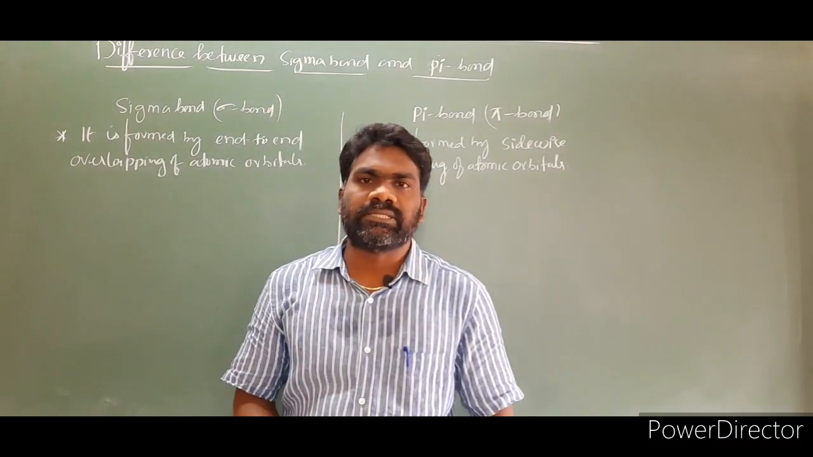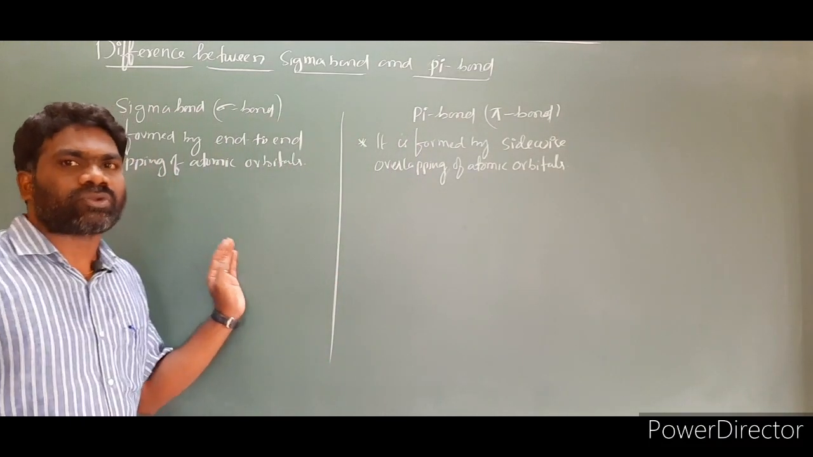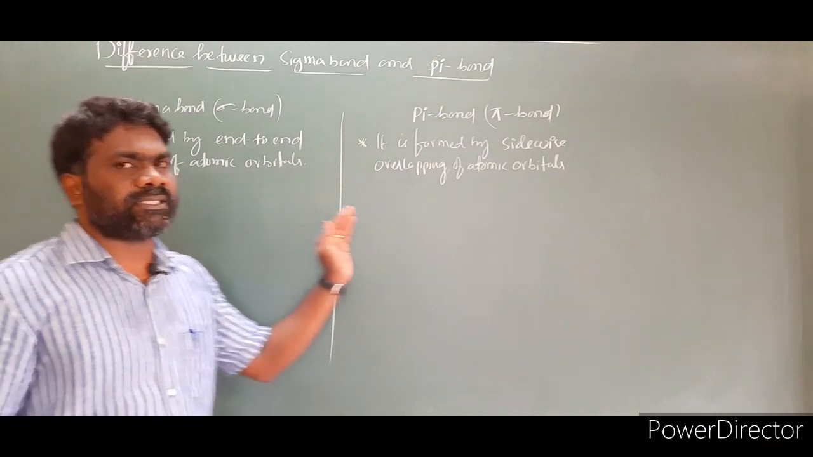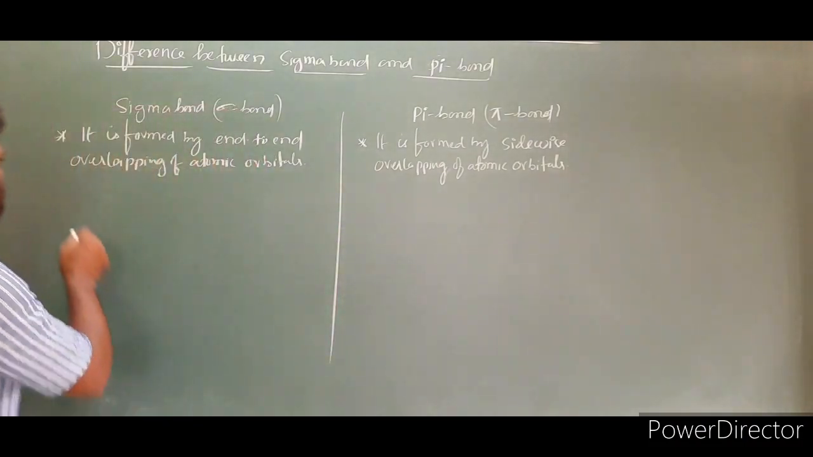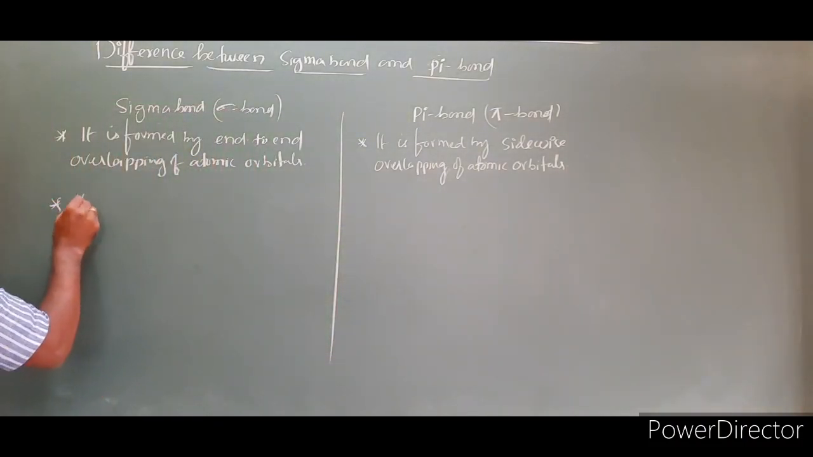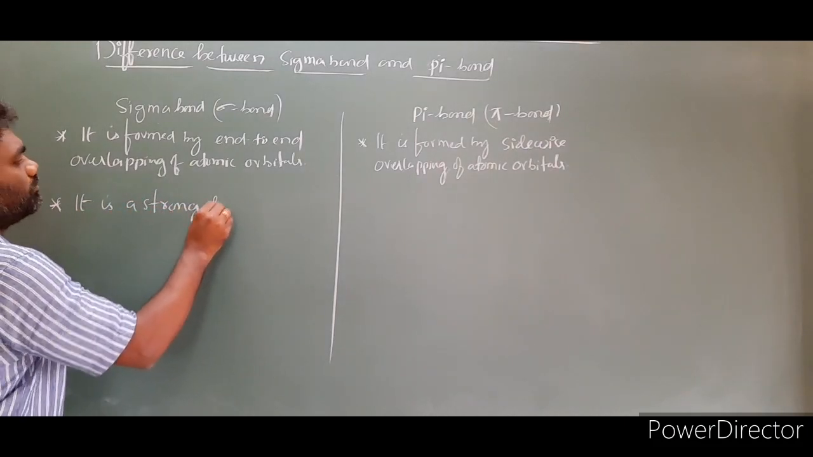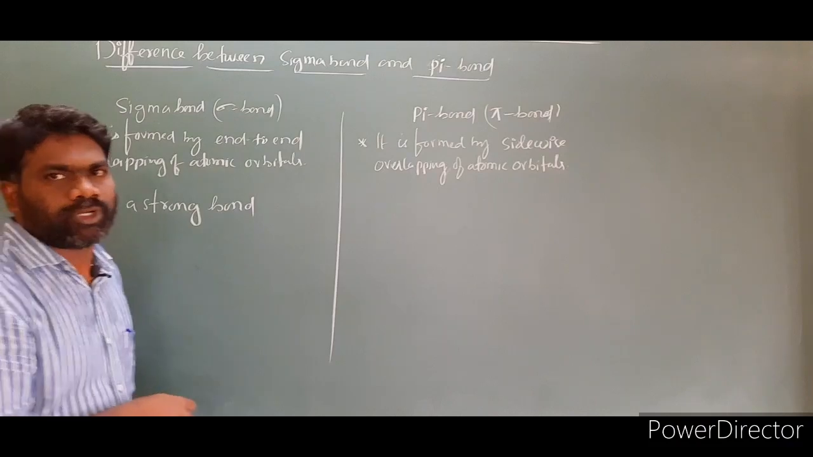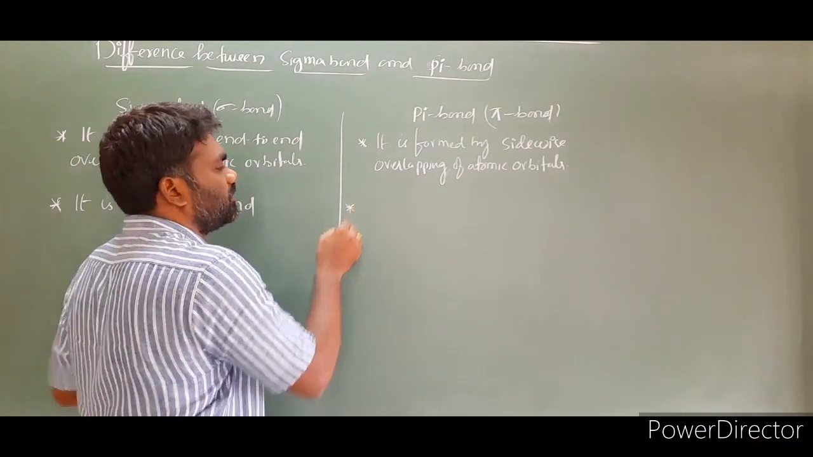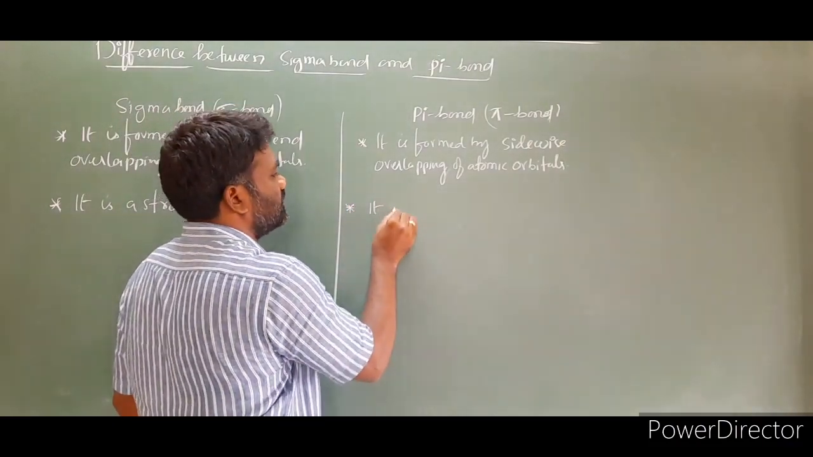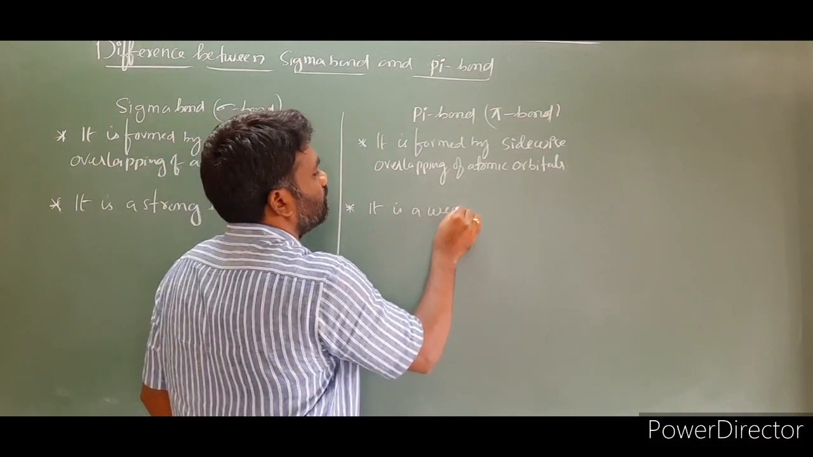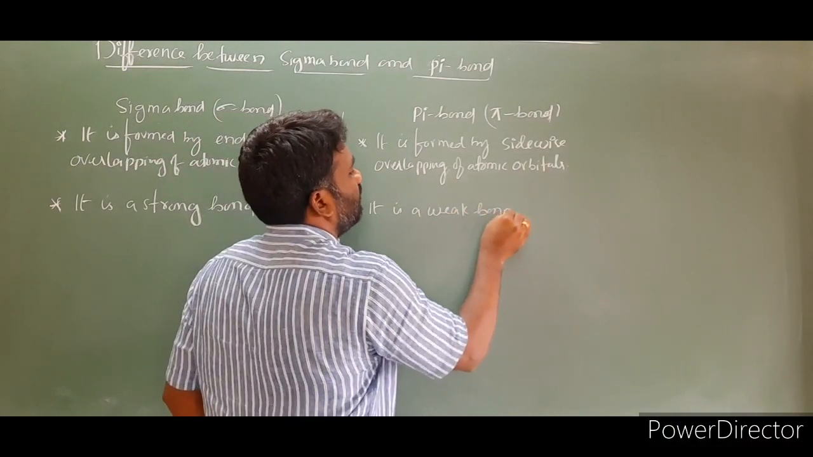The second difference is sigma bond is a strong bond. Then the opposite, it is a weak bond. So let us write the sentence. It is a strong bond. And for the opposite, we have to take the opposite of strong bond. This is weak bond. It is a weak bond.